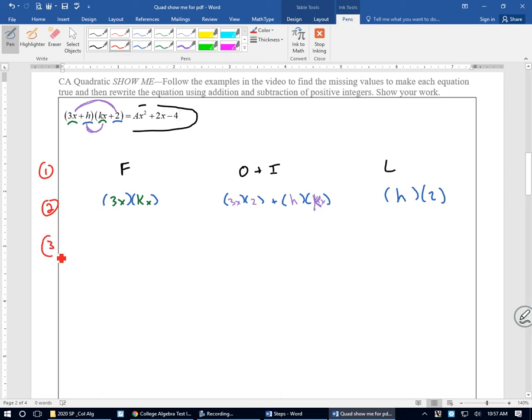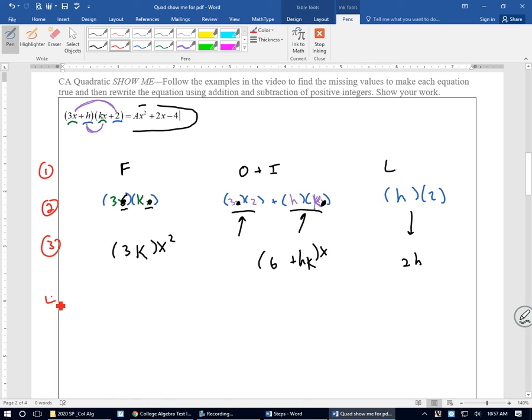Line 3, factor out x's and simplify. These x's are being multiplied, so that's x squared and 3k left. These x terms are being added, so that's just x times, now when you factor out your x, you have 6 plus hk. And there are no x's here, so you just have 2h.